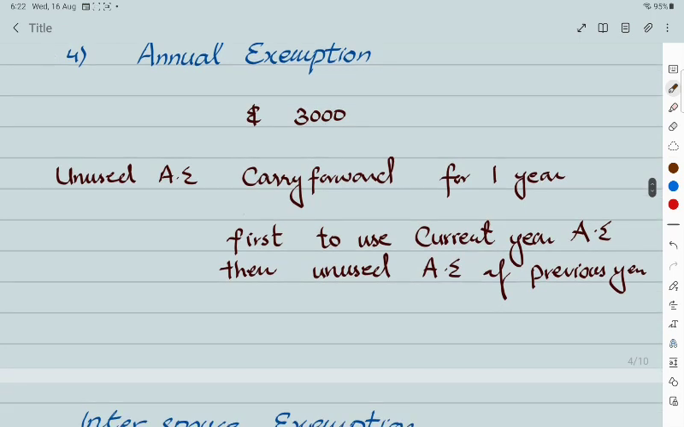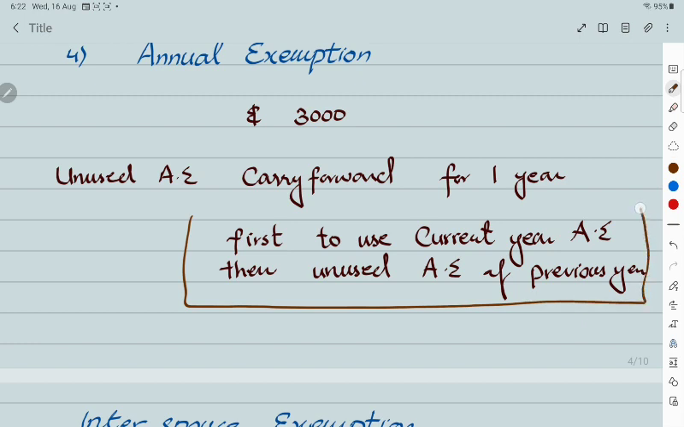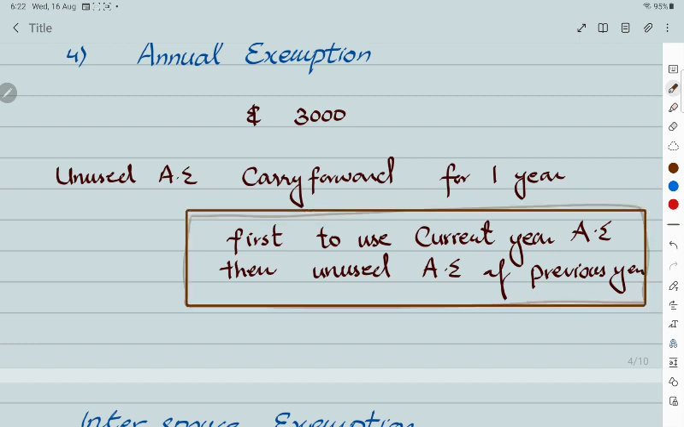But remember in this regard the first point, that first you have to use the current year exemption, then the unused annual exemption of the previous year is to be used. So, remember that point, first you have to use the current year annual exemption, and then you can use the unused annual exemption of the previous year. But the main point is that unused annual exemption can be carried forward only for a year.